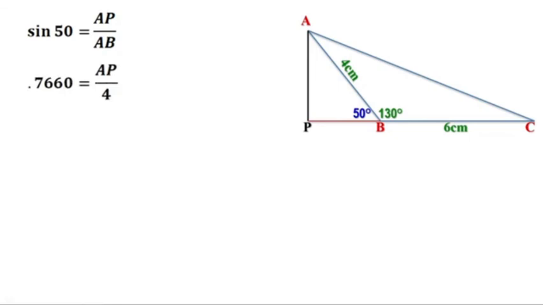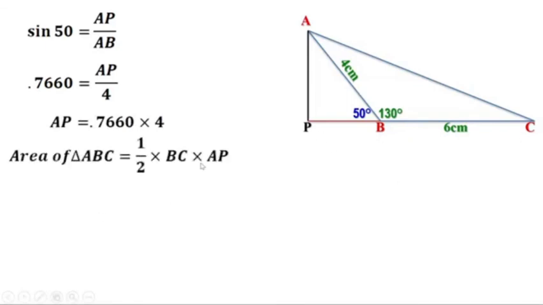Sine 50 is AP by AB. That is 0.7660 is equal to AP by 4. Cross multiplying AP is equal to 0.7660 into 4. That is opposite side. Opposite side is your height. Then area is half into base into height. Base is 6 and height is your AP.